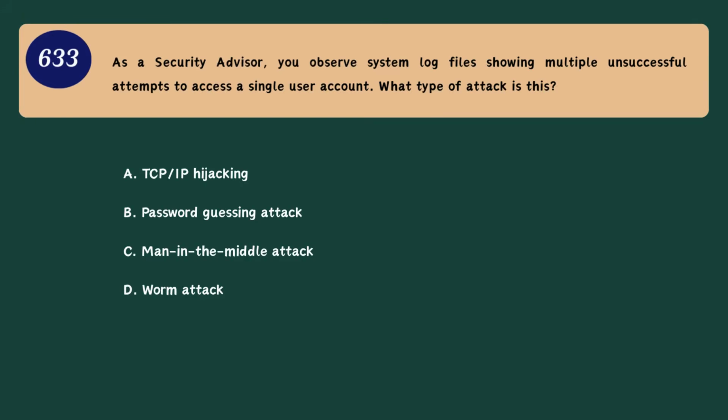Question 633. As a security advisor, you observe system log files showing multiple unsuccessful attempts to access a single user account. What type of attack is this? A. TCP/IP hijacking. B. Password guessing attack. C. Man-in-the-middle attack. D. Worm attack.